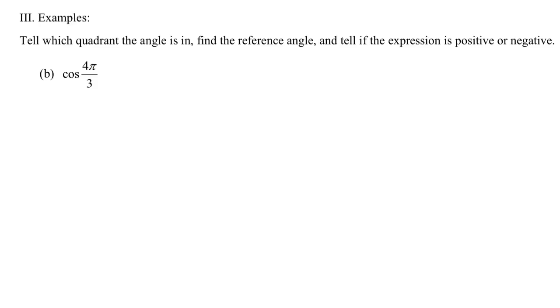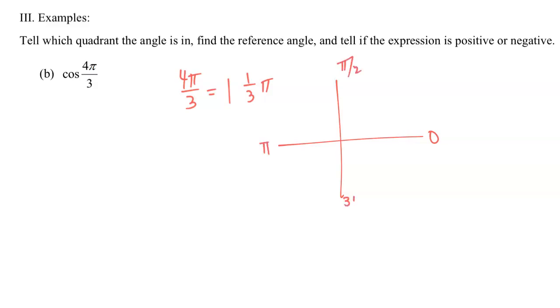Okay, here in letter B, we're going to do pretty much the same idea. So looking at 4 pi over 3, figuring out what quadrant that is in. And so here's a good trick. 4/3 pi is really the same as 1 and 1/3 pi. And so when I draw my coordinate plane here with 0, pi over 2, pi, and 3 pi over 2, 1 pi is going to put me all the way onto the negative x-axis.